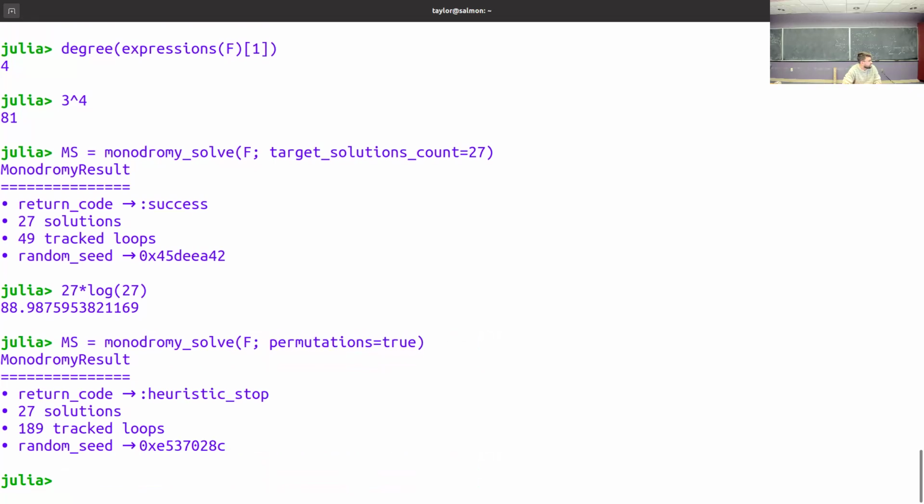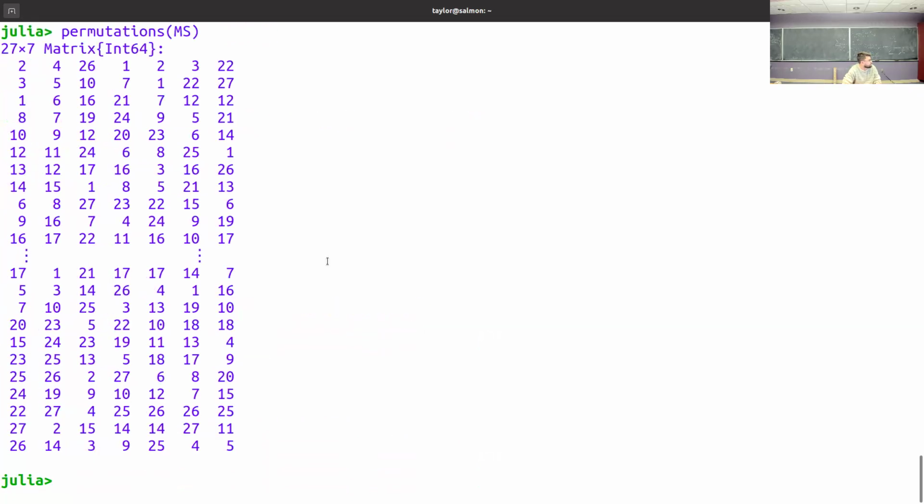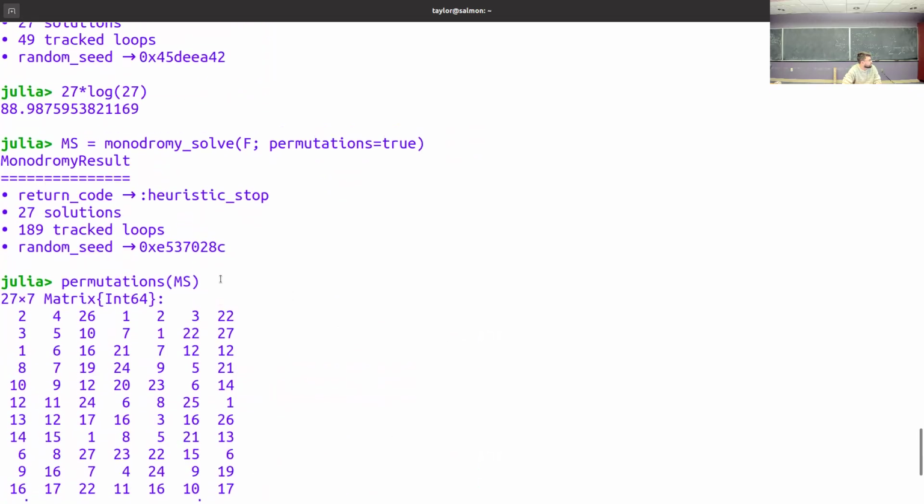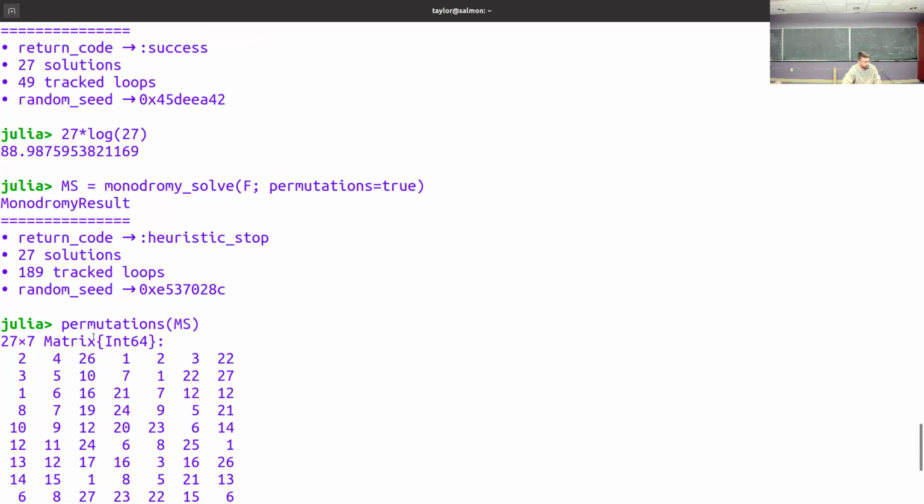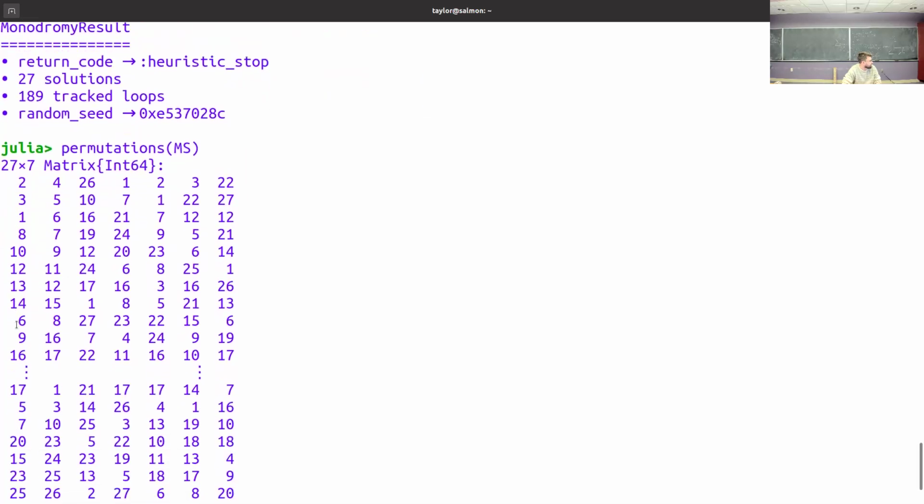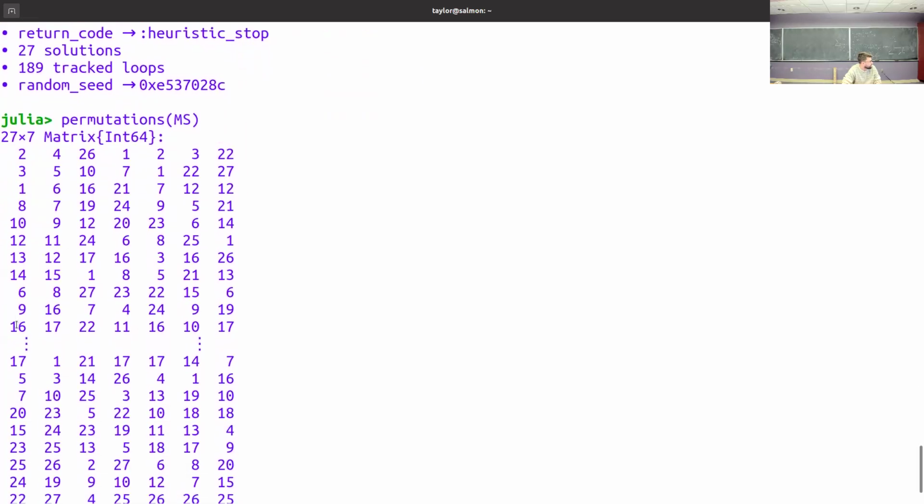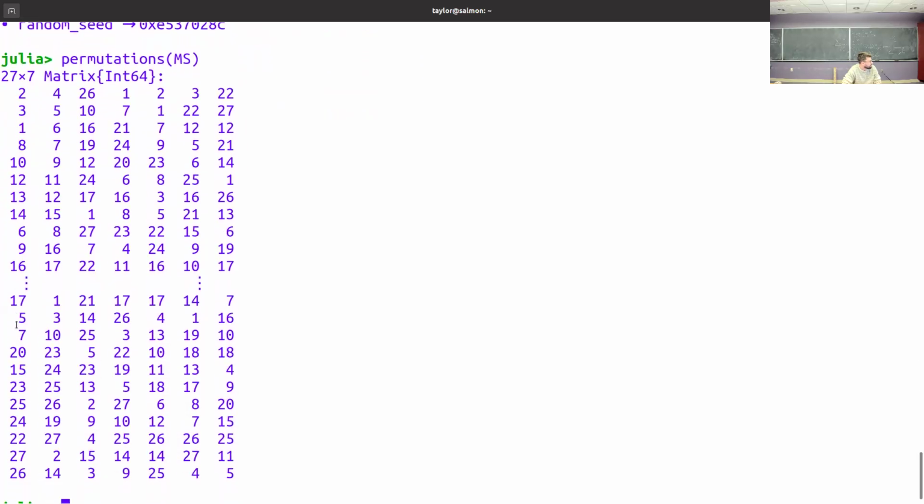So it can keep track of all the permutations. In total, it ran over 7 different loops, 5 of which were just sanity checks, basically. It really only needed 2 loops. And the columns of this 27 by 7 matrix are the one-line notations for the permutations induced by those loops.